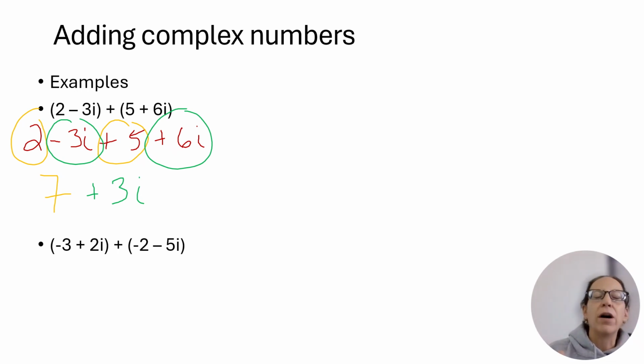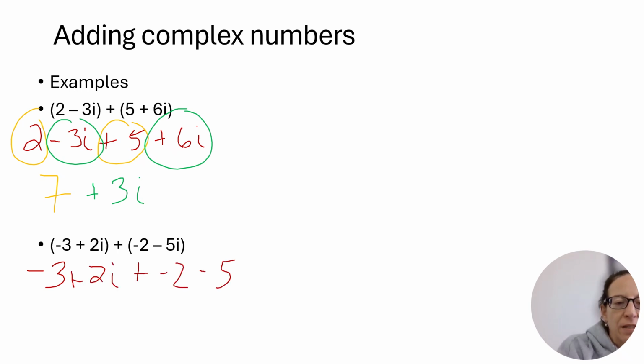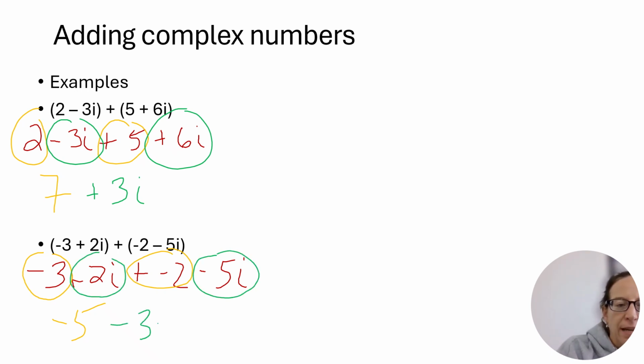So now, some students prefer not to remove the parentheses. They just get a little annoyed, like, why do I have to rewrite that without the parentheses? That's really your call. I'm going to go ahead and remove them on this one. So negative 3 plus 2i plus negative 2 minus 5i. And if it helps to circle your like terms, do that. So negative 3 plus negative 2 is negative 5. And then we have 2i minus 5i, which is negative 3i.